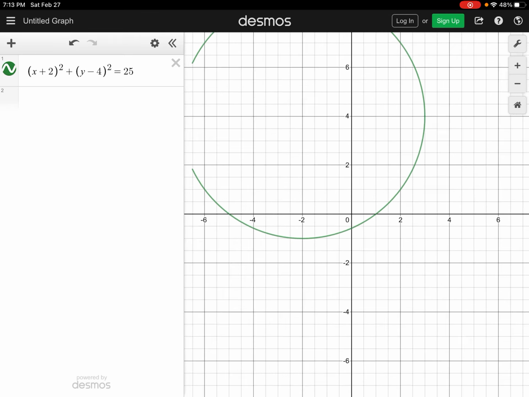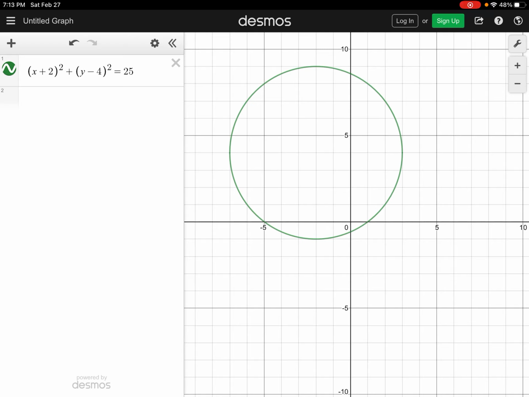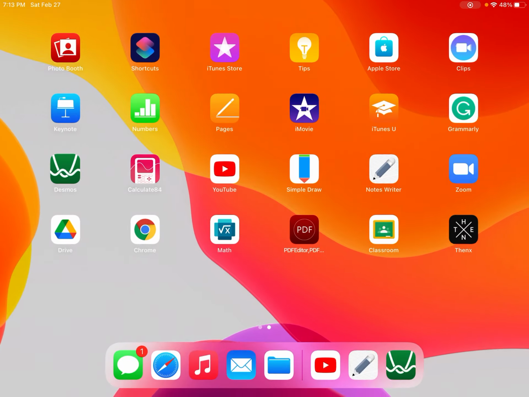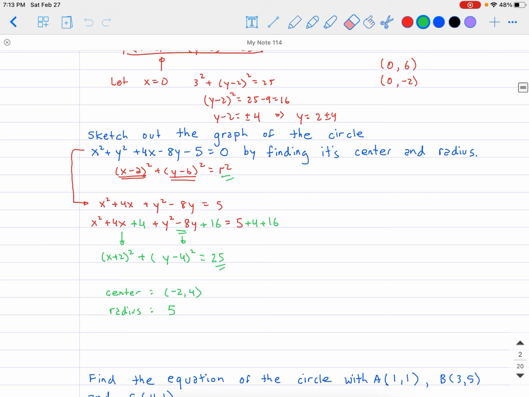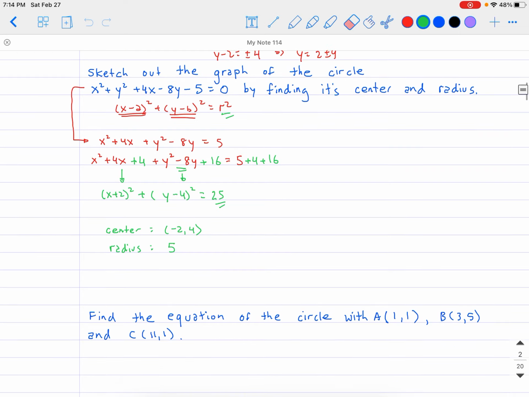So you can hopefully see there's your circle that we're talking about. Your center is located at -2 comma 4, as we said, and then your radius is going to be 5 in this case. So let me just double check that it is the equation. Yes, there it is. Okay, so now we can just go ahead and sketch the graph. All right, so that is the basic idea behind it. So hopefully it should be okay.